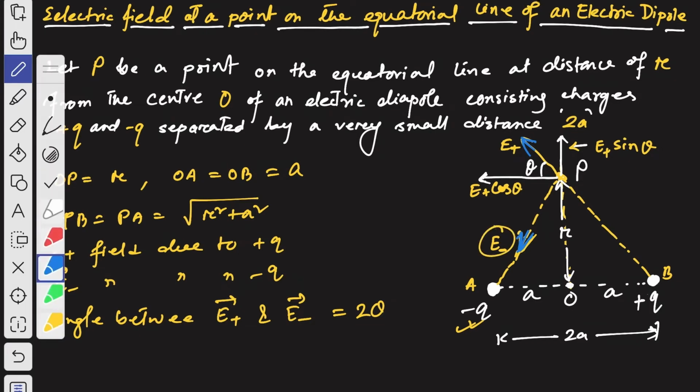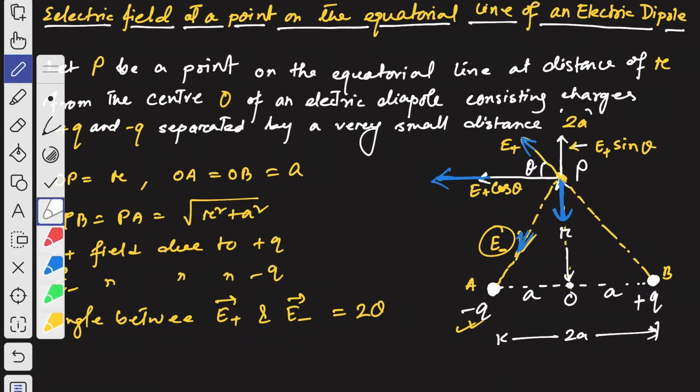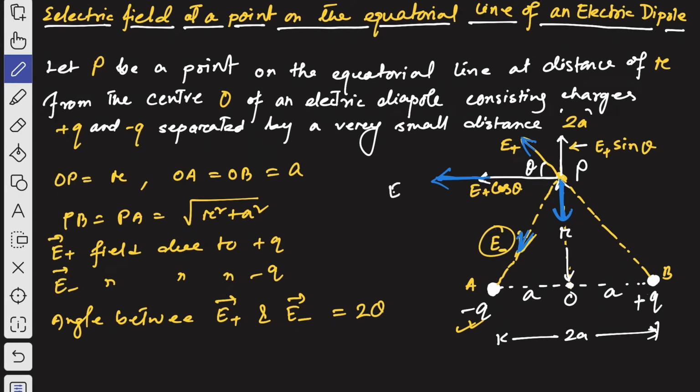And again, if you resolve E negative into two components, you should get one component along this direction, another component in this direction. Here you can see, right? This component is E negative cos theta, because this angle is also theta, and this component is E negative sine theta, right? So you will get that.